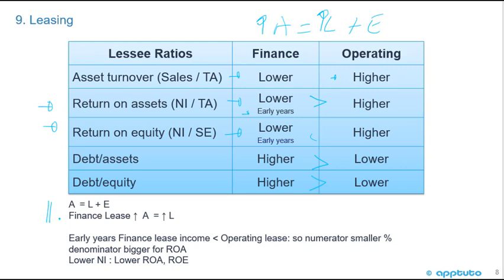Assets equals liabilities plus equity. Finance lease, increase A, increase L. Early years, the finance lease, the net income is less than the operating lease, so the numerator is a smaller percentage. Denominator, big for ROA. Lower net income is lower ROA, lower ROE. And that's the last slide for this LOS.